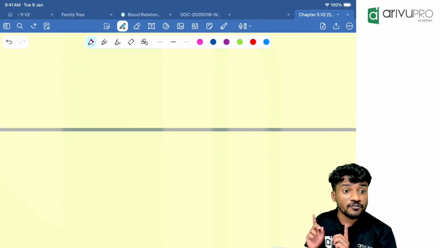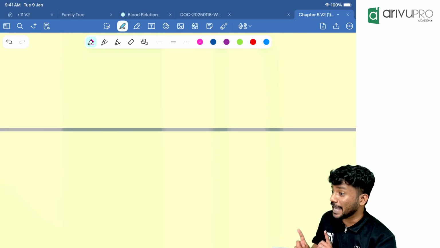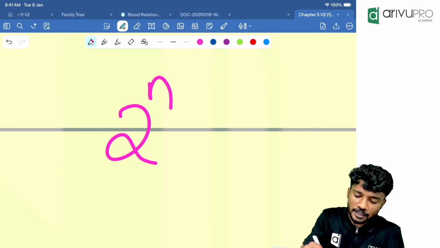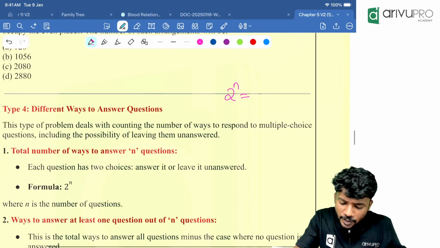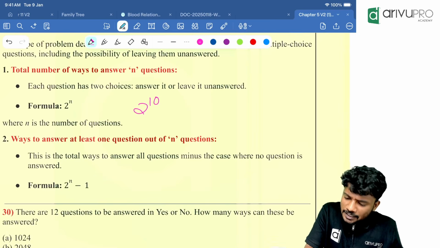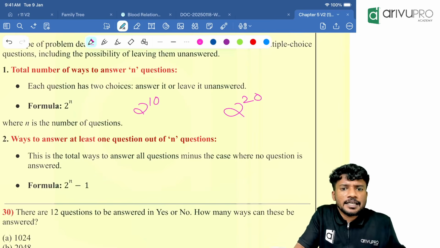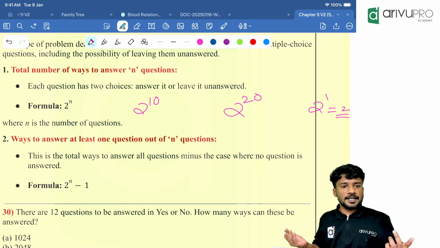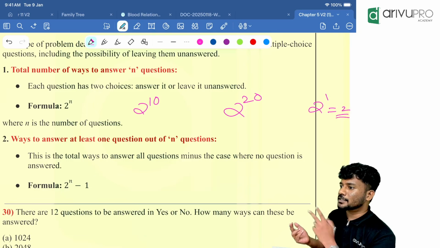Now, how many ways can a question be answered when 2 options are there? The formula is 2 power n. That means if 10 questions are there, it will be 2 power 10. If 20 questions are there, 2 power 20. If only one question is there, 2 power 1, which is equal to 2. Either answer or not answer, two ways, correct?